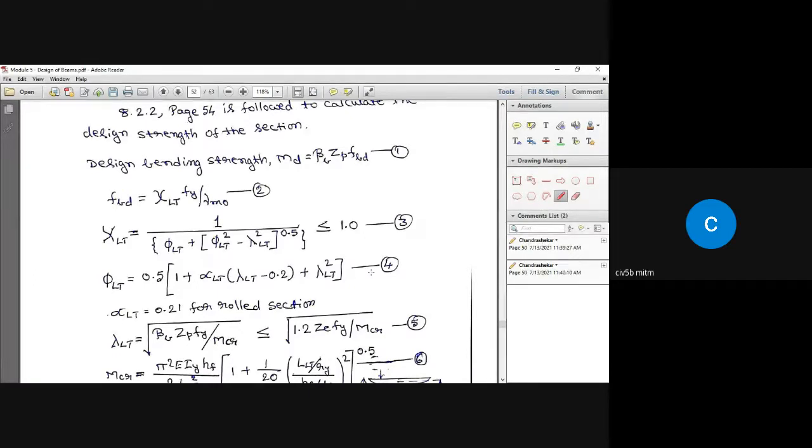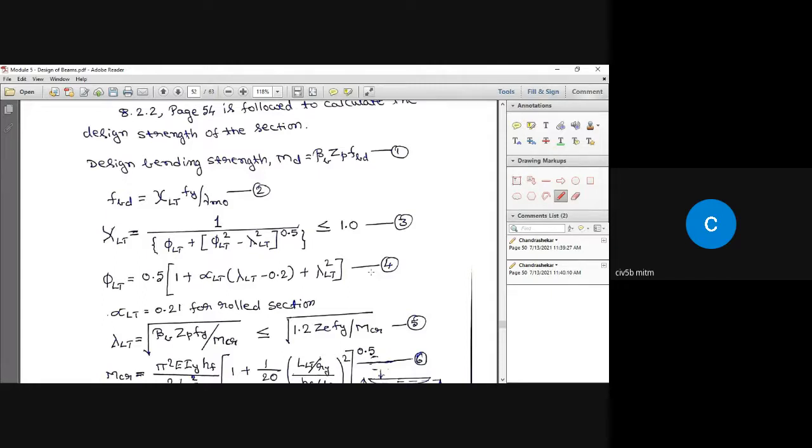Okay. So to know what the chi value is, again you go down further. You'll see the formula chi LT equal to 1 divided by phi LT plus square root of phi LT square minus lambda LT square, that is, to the power of 0.5, and that should be at most equal to 1. If it exceeds 1, take the value of chi LT equal to 1. Okay. So to find chi LT, you are supposed to know phi LT and lambda LT.